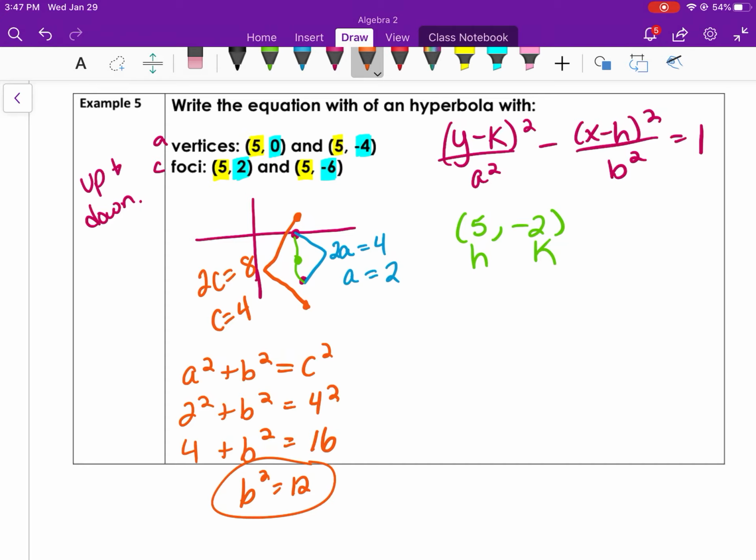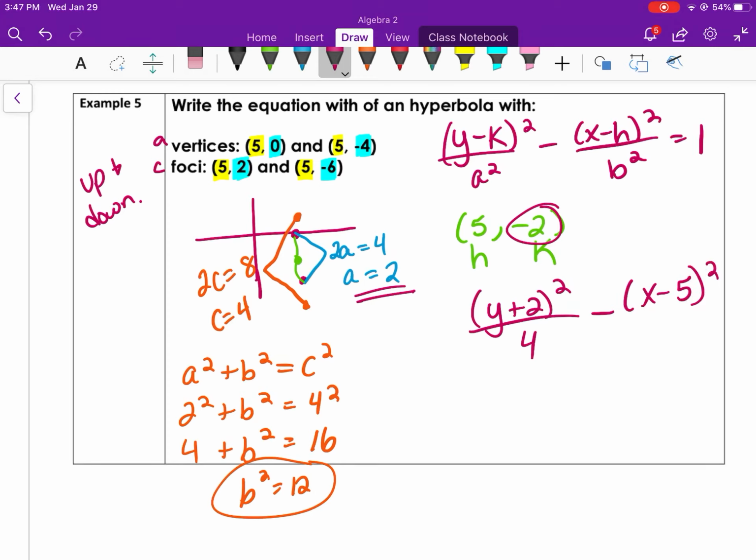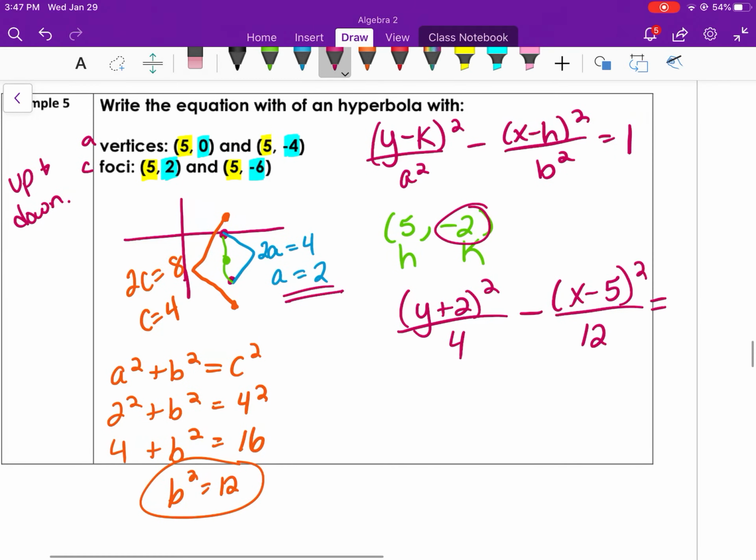All right, final answer. Y minus k, make sure you use k with y. So it'll be y plus 2 squared over a squared. A was 2, so over 4. Minus x minus h, which is 5 squared over b squared, which was 12. And that is equal to 1.